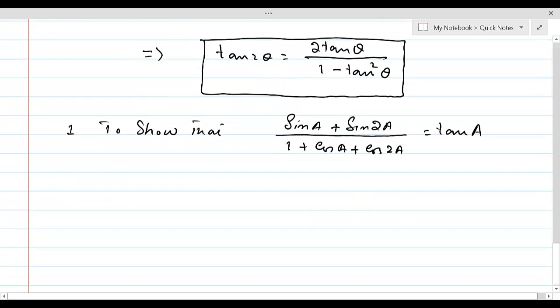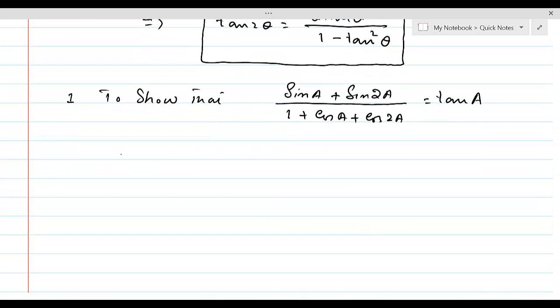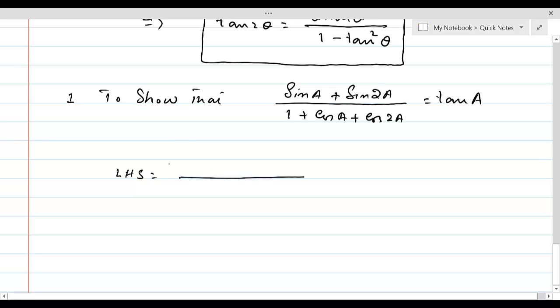Now we consider the left hand side, and then we will simplify, replacing sine 2a and cos 2a with their equivalent trigonometric identities. So left hand side is equal to sine a plus sine 2a divided by 1 plus cos a plus cos 2a.